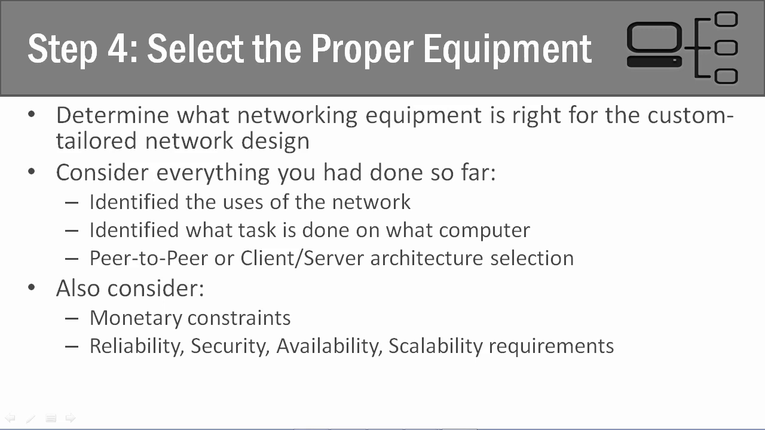We've identified the uses of the network, we've identified what sort of tasks are done on each system on the network, and we know what sort of architecture we're going to use, whether it's peer-to-peer or client-server. Now, when we are selecting our server equipment, we need to consider some key constraints. For example, our monetary constraints and also our resource constraints, in regards to whether we have the dedicated IT personnel we need on staff to design a client-server or peer-to-peer network. Those are some constraints to consider, and also some additional potential needs that you're going to have.